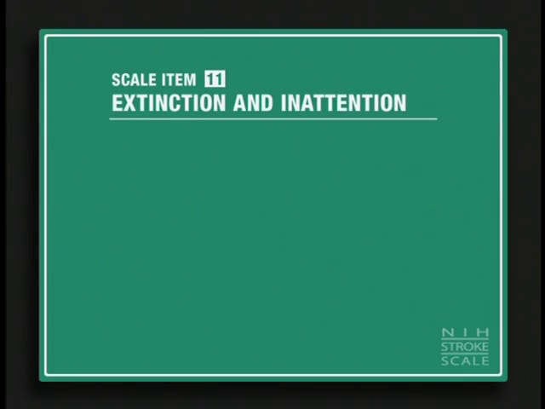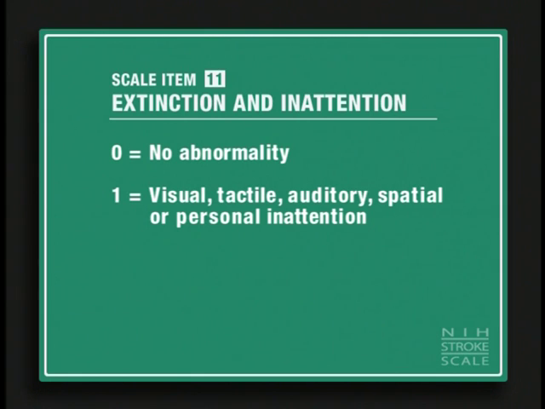Let's look at how this scale item is scored. Score a 0 for the absence of neglect. If the patient has a severe visual loss, preventing visual double simultaneous stimulation, and the cutaneous stimuli are normal, the score is normal. If the patient has aphasia and cutaneous stimuli are normal, the score is normal. Score a 1 for inattention to only one modality, visual, tactile, auditory, or spatial. If the patient does not extinguish, but shows other well-developed evidence of neglect, score a 1.